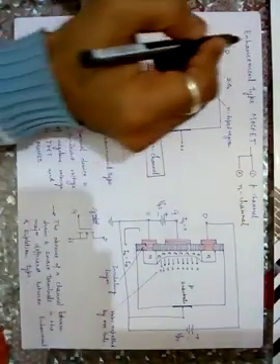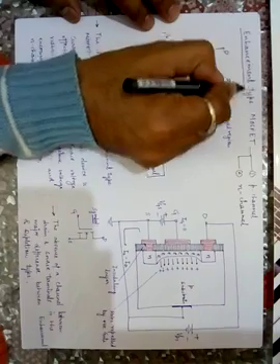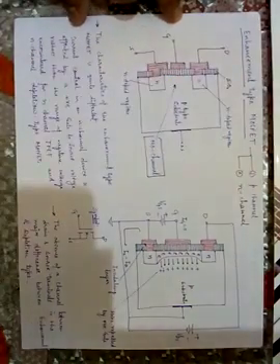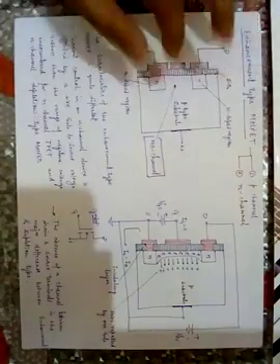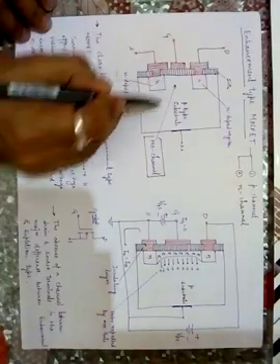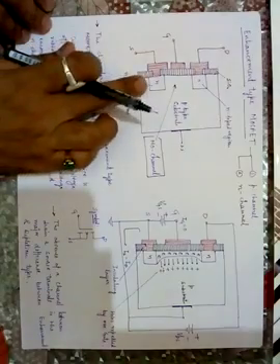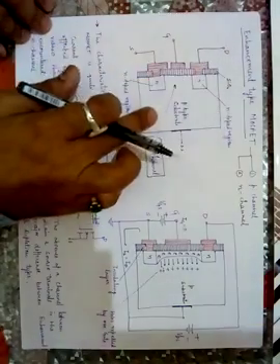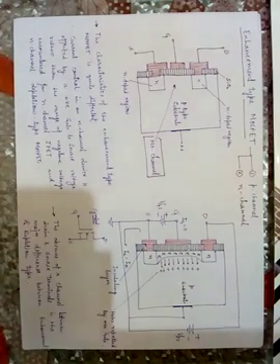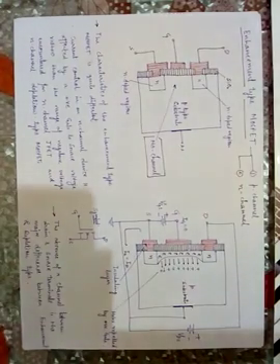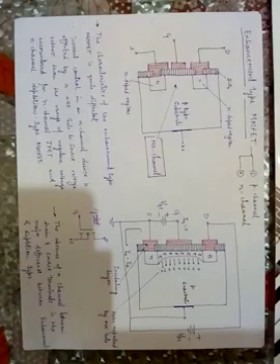In the enhancement type MOSFET, there is no channel between drain and source. I have mentioned here, this is no channel. This is a P-type substrate. This is an N-doped region. This is an N-doped region. This is the P substrate. Now, one thing is very clear and conceptually you must know that without a channel, it is not possible for electrons to move from one place to another.